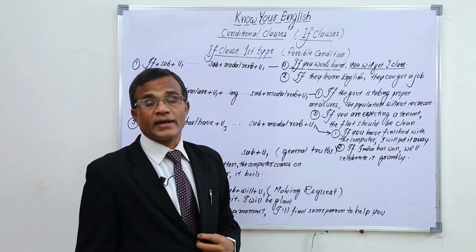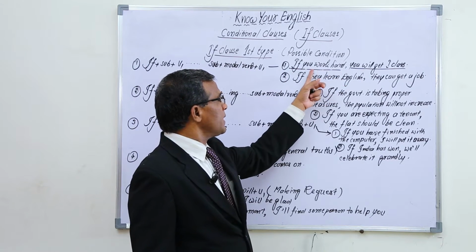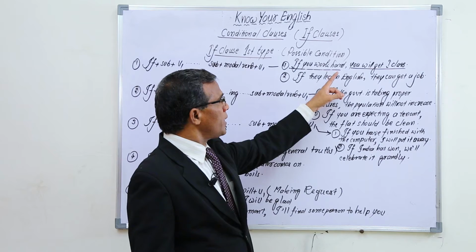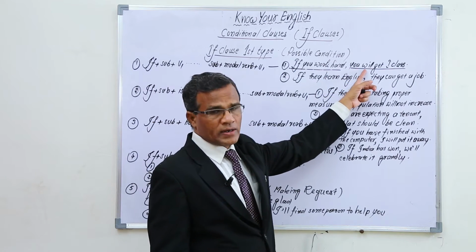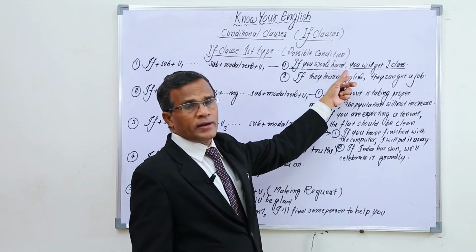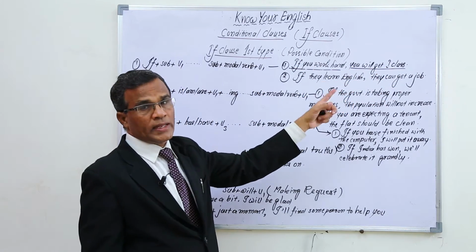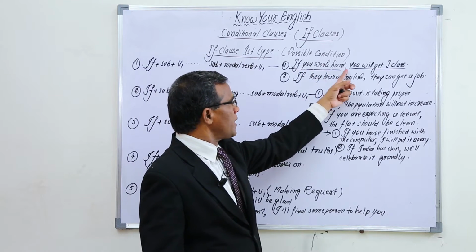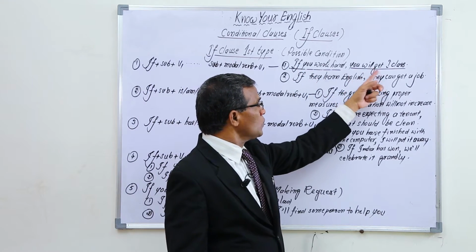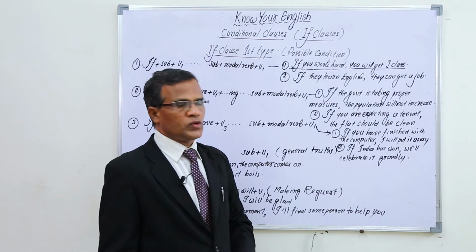As if is a conjunction, we can use the if clause at the beginning, or we can use it after the normal clause. That means you will get first class if you work hard. You can either say, if you work hard you will get first class, or you will get first class if you work hard. In the same way for other clauses also.